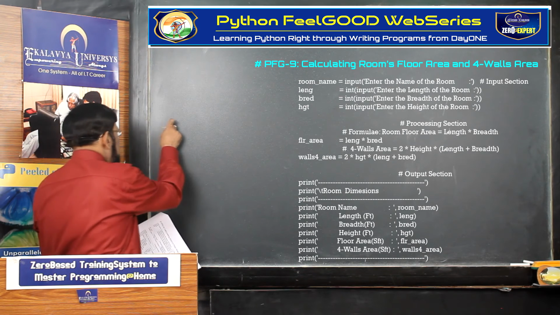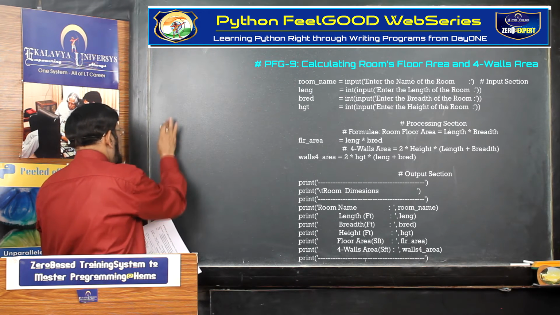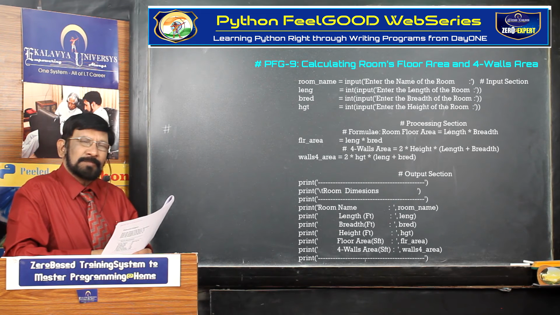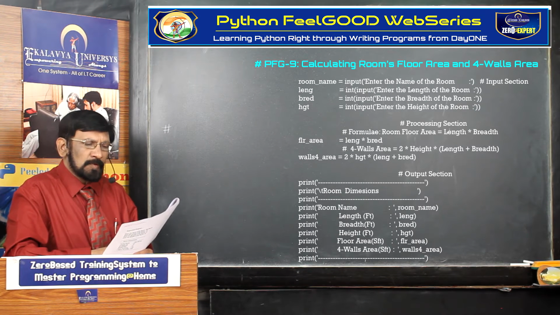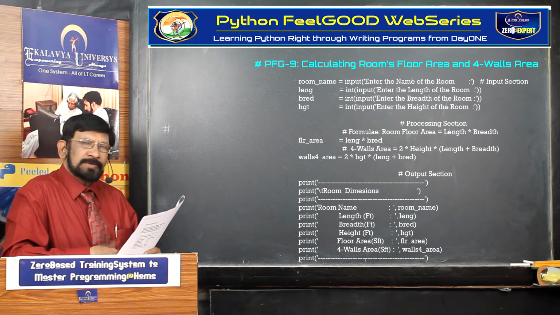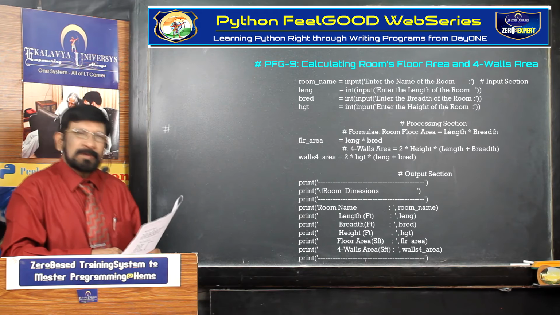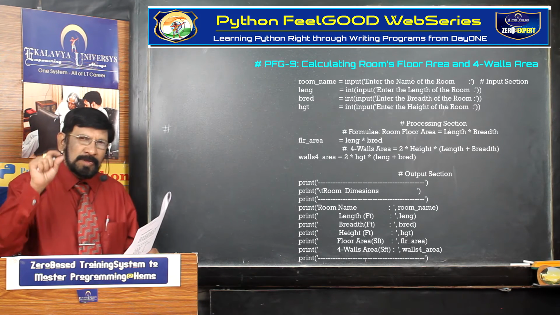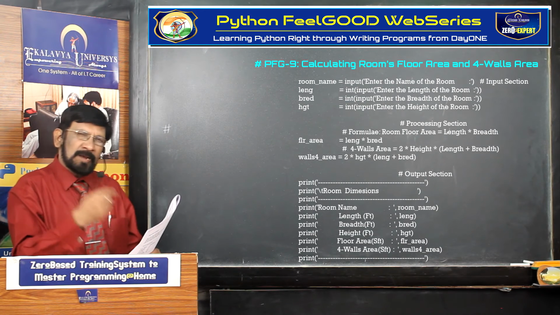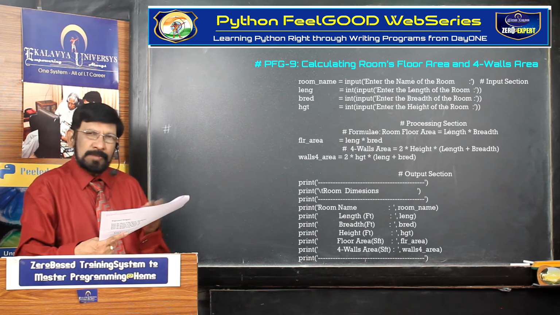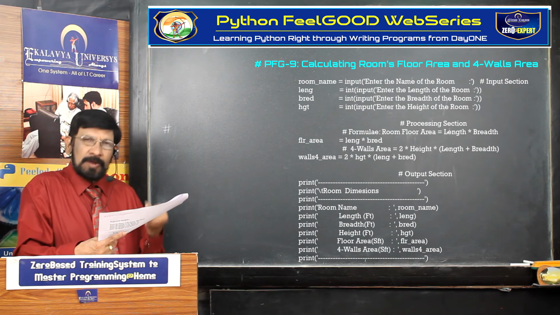Actually, we are writing a comment. In the comment, simply we are writing the task of the program. In simple words, here we are writing: calculating room's floor area and four walls area. That's it. Actually, in commercial applications and big projects, this is known as a documentation section. Here also you can call it a documentation section. Already 3 sections are introduced: input section, process section and output section.